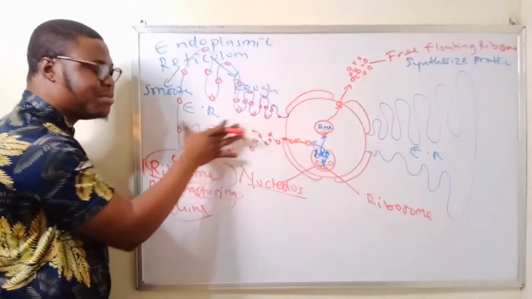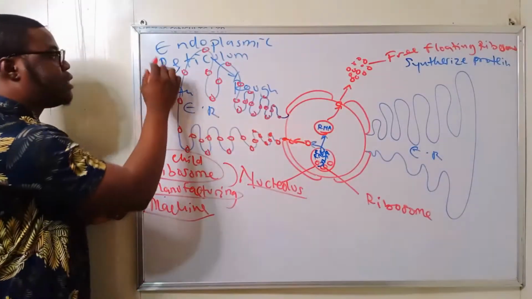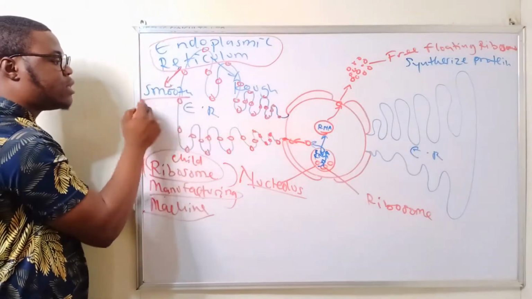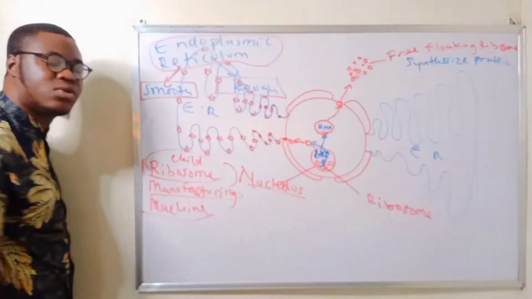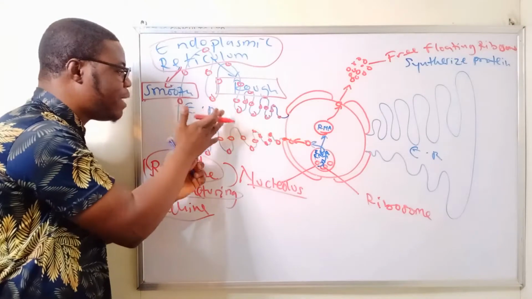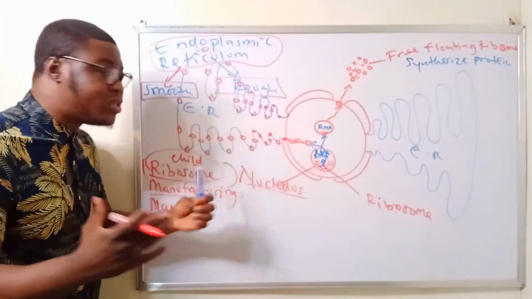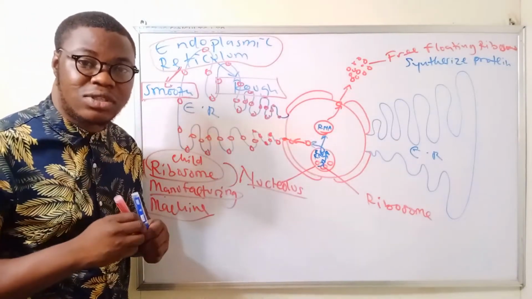And when they attach themselves to this endoplasmic reticulum, what will happen? Don't forget, I said we have two types of endoplasmic reticulum. I said the first one is what? The smooth endoplasmic reticulum. And the second one is what? The rough endoplasmic reticulum. So because these ribosomes got themselves attached to this endoplasmic reticulum, they will turn it into rough, which is the second type of what? Of endoplasmic reticulum.